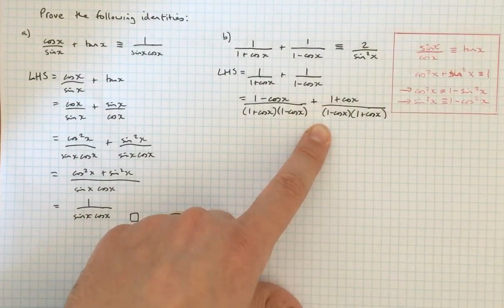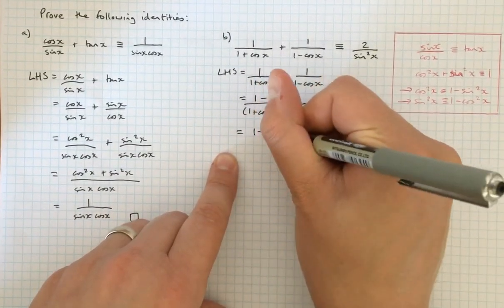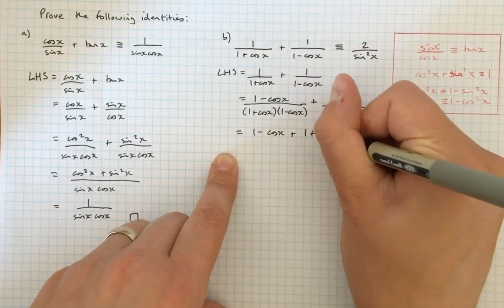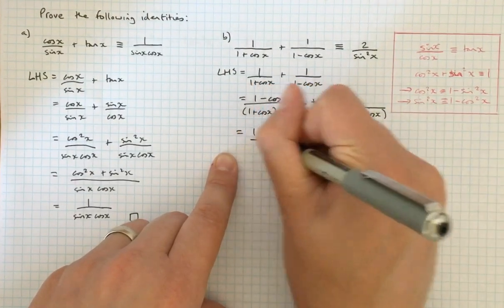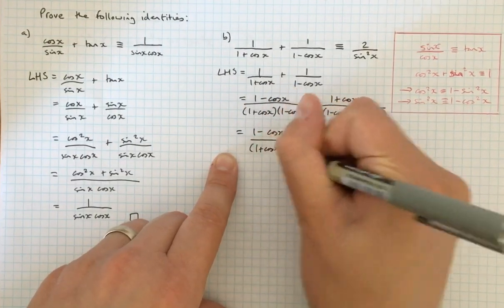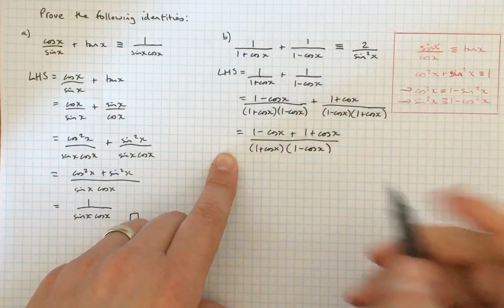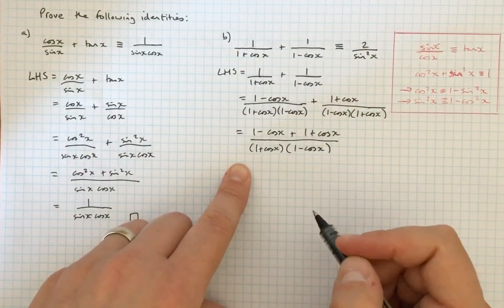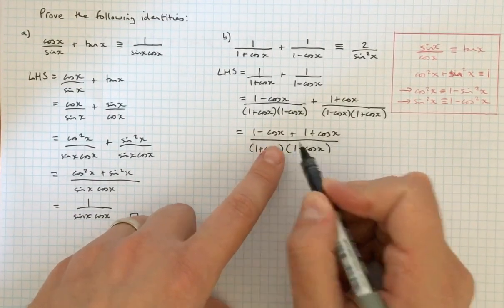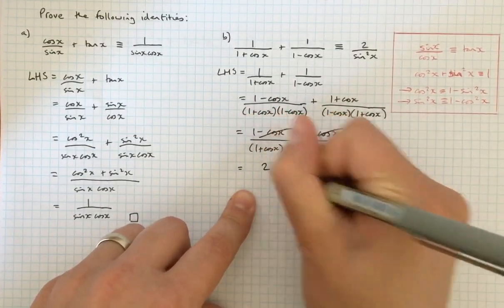Okay. So now when we combine these into a single fraction, we're going to have 1 minus cos x plus 1 plus cos x all over 1 plus cos x, 1 minus cos x. Now if we have a look at what's in our numerator here, we can see we've got a negative cos x and a positive cos x that when we collect together are just going to cancel each other out. So my numerator is just going to become 2.